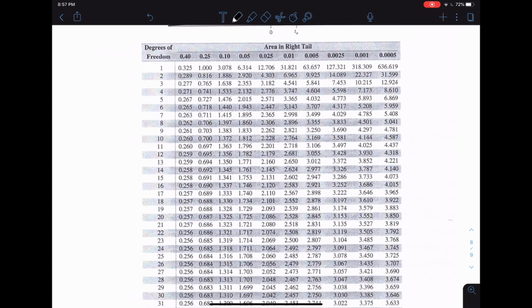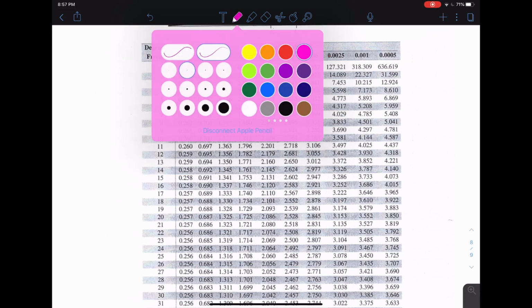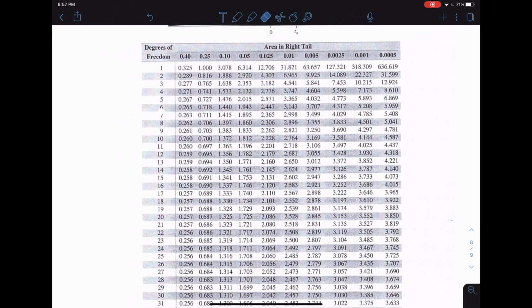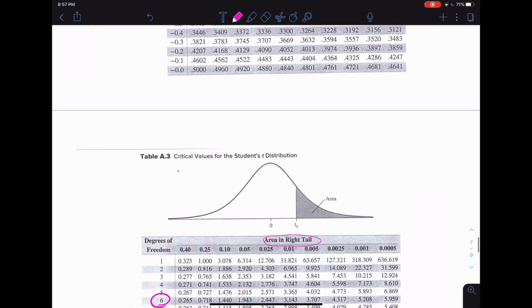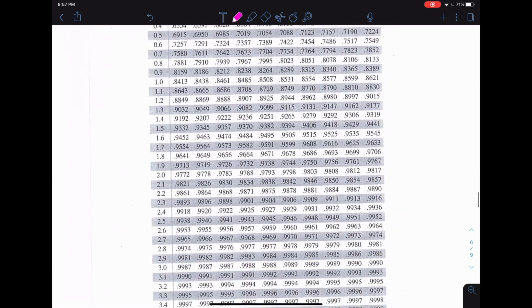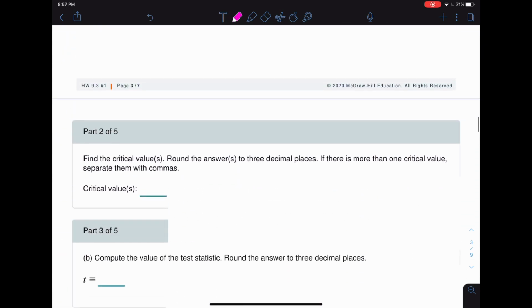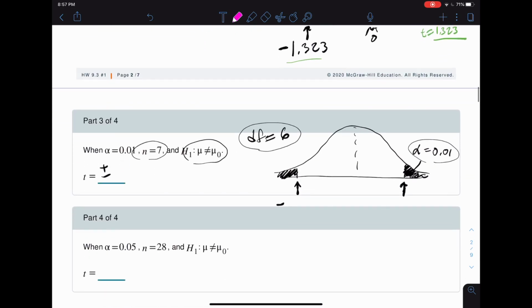Okay, so let's see, degrees of freedom 6. Oops. Degrees of freedom 6. Oh, I'm about ready to mess up, aren't I? This gives us area in the right tail, right? And what is the area in the right tail? Yeah, I almost messed that up. See how easy it is? I didn't mess it up. I caught myself.